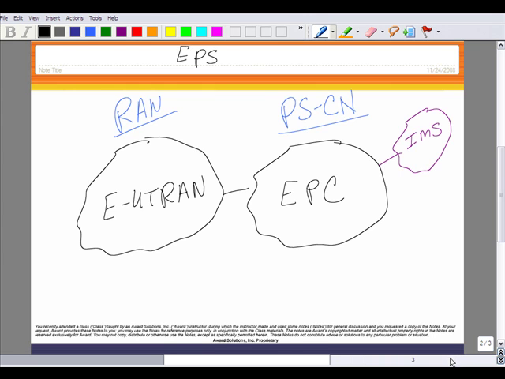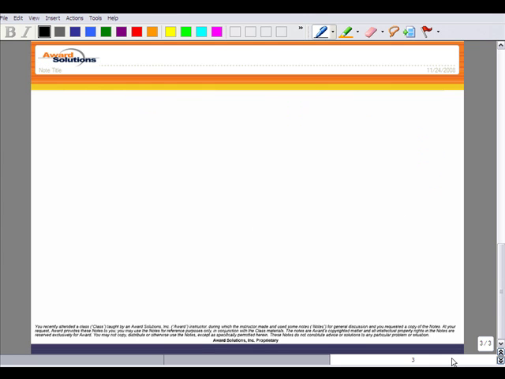But to really understand this, we need to look underneath the clouds. We need to blow the clouds out of the way and look at the nodes that are in there. So for the nodes of our EPS, we'll first start with our EUTRAN. That's really only made up of one node, which is something called an enhanced node B.